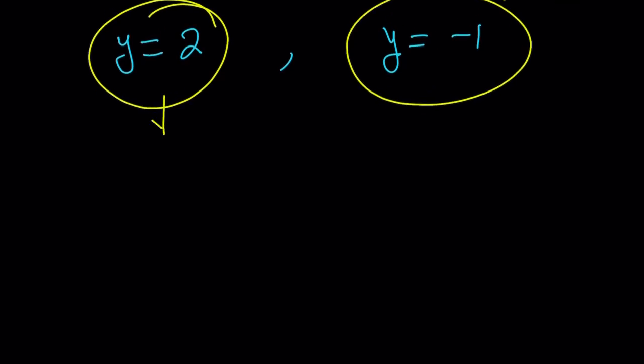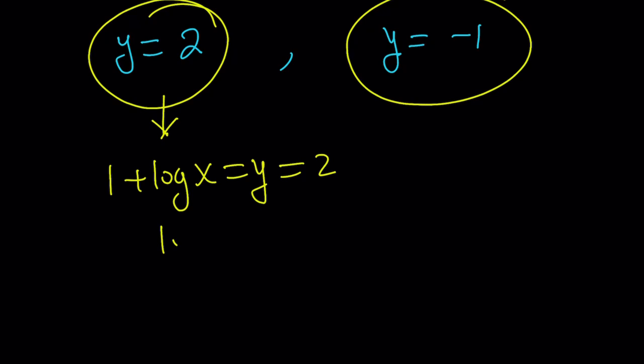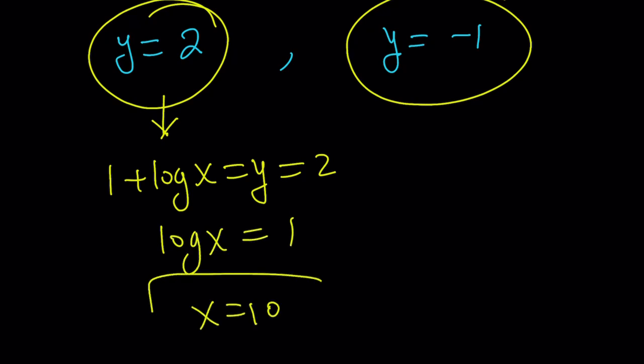What is y and x? What's the relationship, right? Well, remember, 1 plus log x equals y, but in this case y is 2. So from here we get log x equals 1. That means x equals 10. Great, so that's one of the x values.